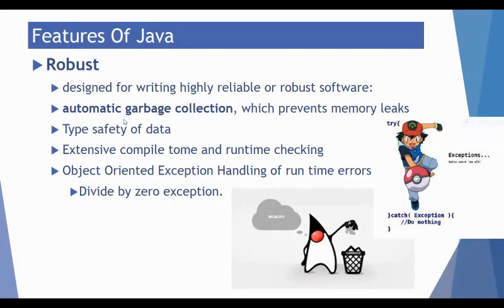And then another feature of Java is that it is robust. Now, when we say robust, that is quick, that is fast. The reason the language is robust is because it has an automatic garbage collection mechanism, which prevents memory leaks, and type safety of data.